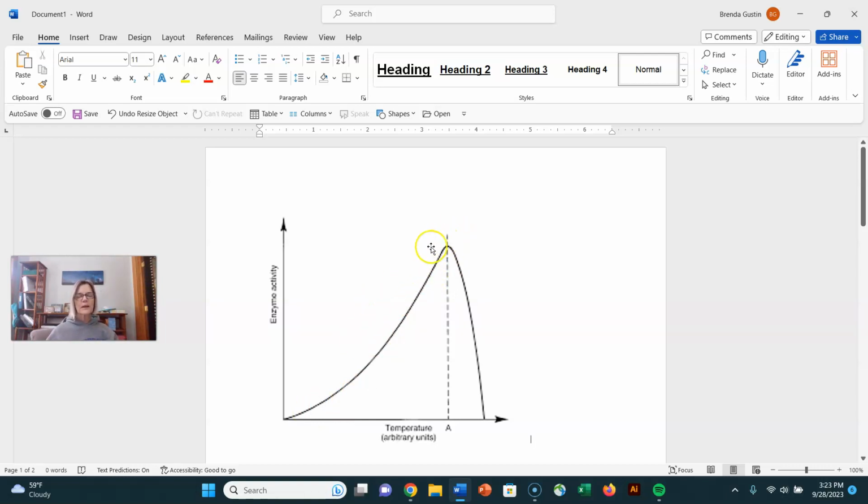Here at our optimal temperature, the enzyme is working the best. Once we get above that optimal temperature, it gets too hot for the enzyme and it denatures, it unfolds, and therefore we don't have any activity at all above the optimal temperature. So low temperatures just slow down the enzymatic reaction. High temperatures denature the protein in the enzymes and completely prevent it from functioning.